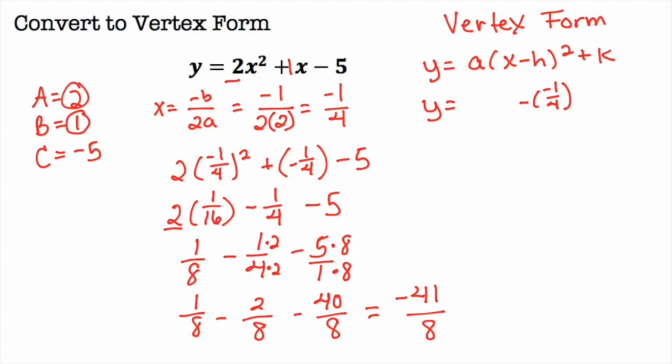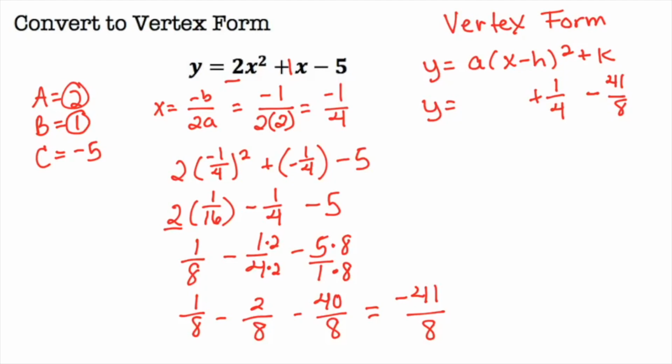So now we have our y, which is the k. So now we're going to plug that in, and so that would just be minus 41 over 8. And we also know that this part, minus a negative 1/4, we can just change that to plus 1/4, because remember the formula is minus h. So if h is negative, that's minus a negative, so that would just be plus when you change it. So we found h to be negative 1/4 and k to be negative 41/8. So now we just plug in the rest.